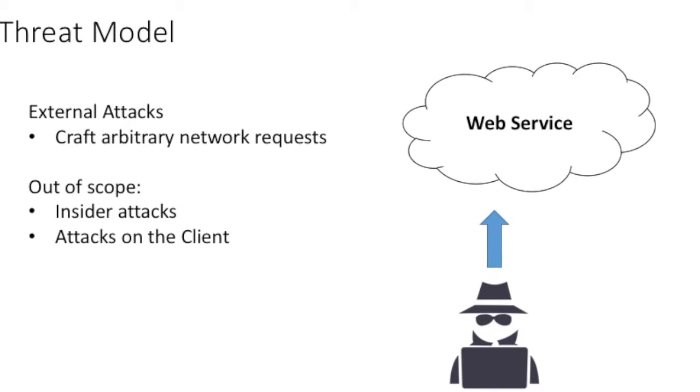So specifically, the threat model that we're looking at are external attacks. So a remote attacker can craft arbitrary network requests and submit them to the web service. So this will include anything like code injection, SQL injection, path traversal, buffer overflows, but we're not going to look at insider attacks or attacks that convince the client to do something that the client shouldn't. So for example, these would include things like cross-site scripting or cross-site request forgery.